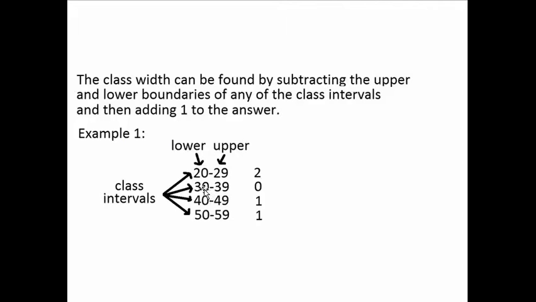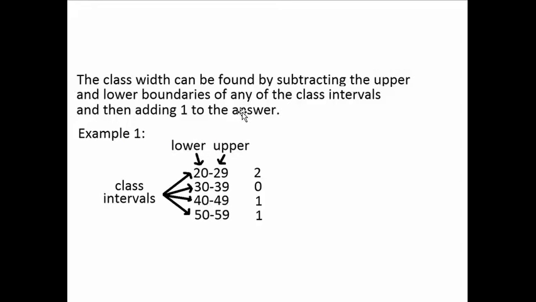There's also 10 numbers in between 30 and 39. And there's 10 numbers between 40 and 49, and 10 numbers in between 50 and 59. Since each class interval covers 10 numbers, you would say that this table has a class width of 10. Now I've helped you understand the idea of a class width. Now let's talk about how the class width can be found using a formula.